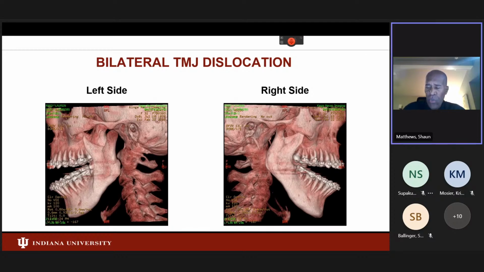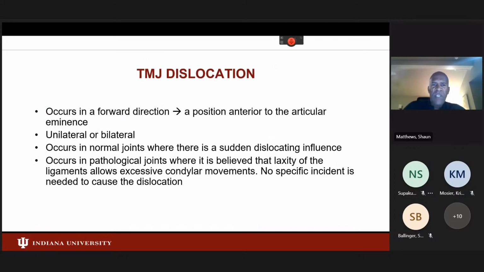The patient's occlusion is gagged open, the teeth do not meet. So the condyle is anterior to the articular eminence. Dislocation can be unilateral or bilateral. It can occur in someone with a normal joint, but where there is some sudden dislocating episode. For example, if someone is punched to their jaw in the middle of a conversation while the jaw is open, that will dislocate their jaw joint, which otherwise is anatomically and pathologically normal.